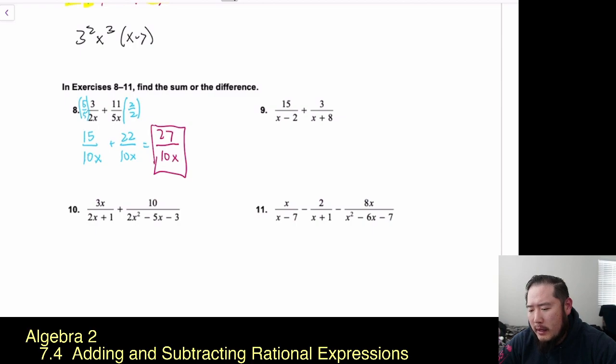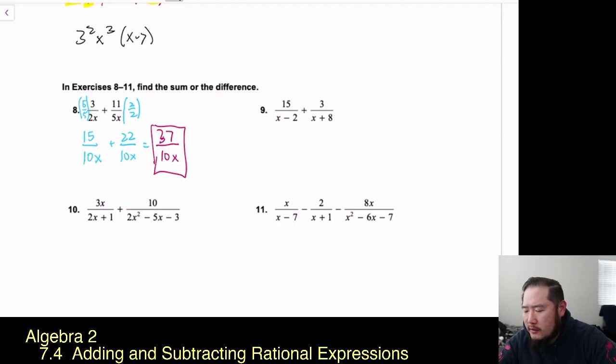What would happen if you multiply top and bottom by 5x and 2x? You'll get 37x over 10x squared. And then you'd be able to simplify the x's. So either way, you will get the answer, but you might have to do more steps in the work. Let's take a look next at number 9.